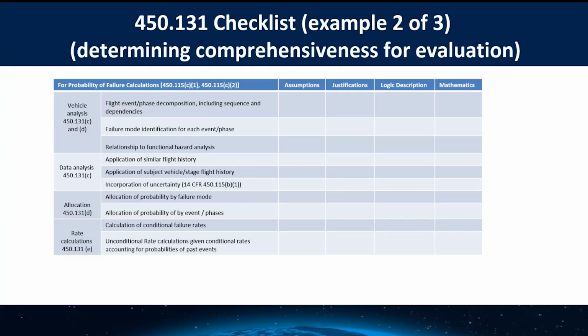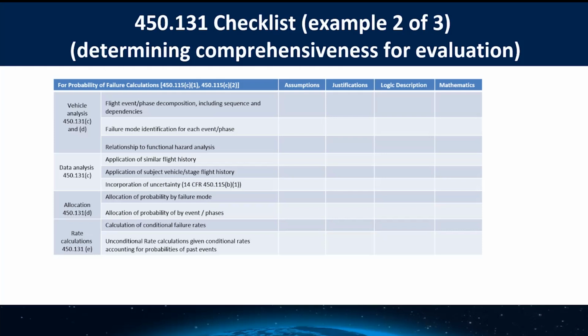After the decomposition of flight into phases, the next step is identifying reasonable failures for 450.131B within that phase, based on the functional hazard analysis and mapping or grouping those failures into failure modes.